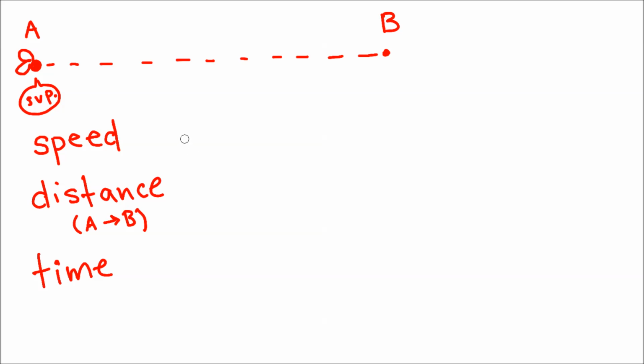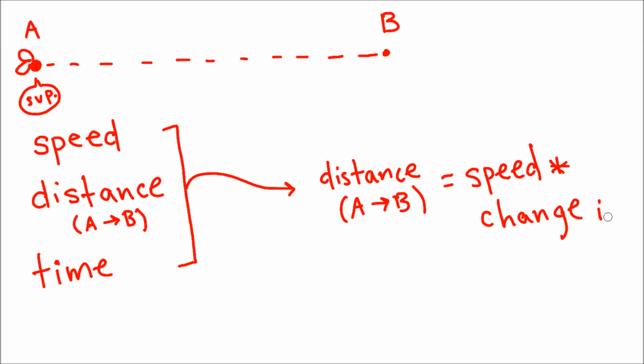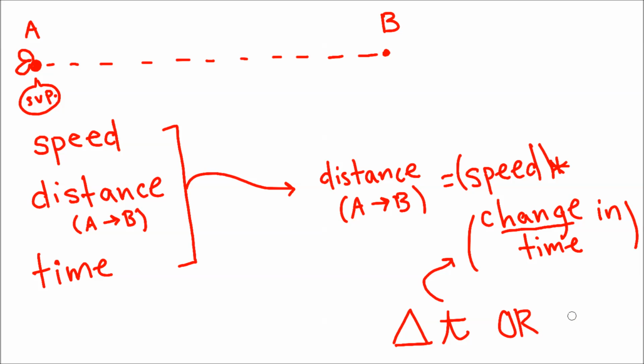For example, if the fly is going at a constant speed of 10 miles per hour and he flies for 1 hour, we know that he flew 10 miles. Easy, right? And between speed and time, the one that keeps changing is the time. You'll often see this represented by a delta t, the delta is the triangle, or the derivative with respect to t, but that all just means the change in time.